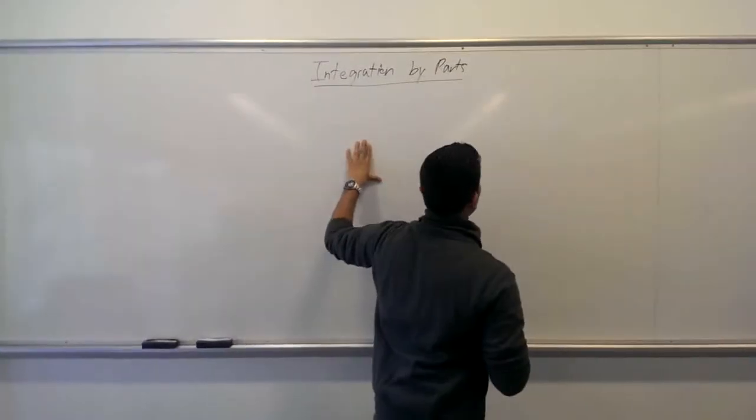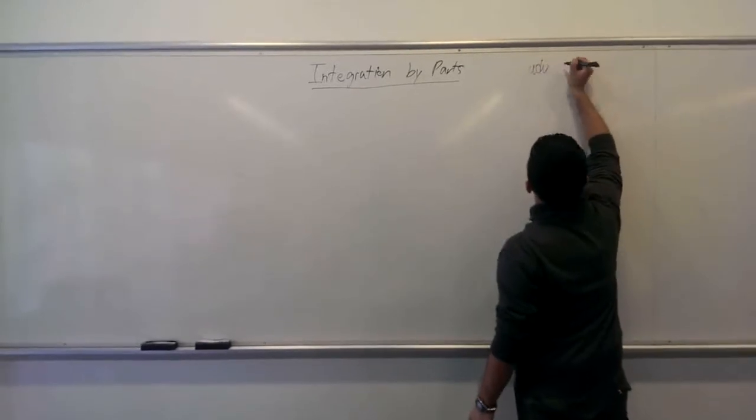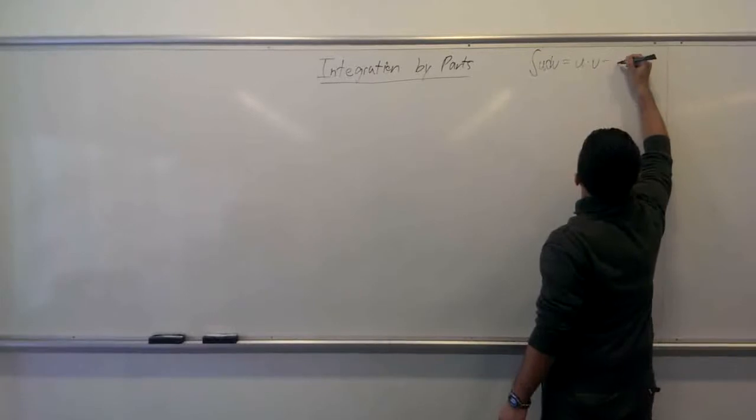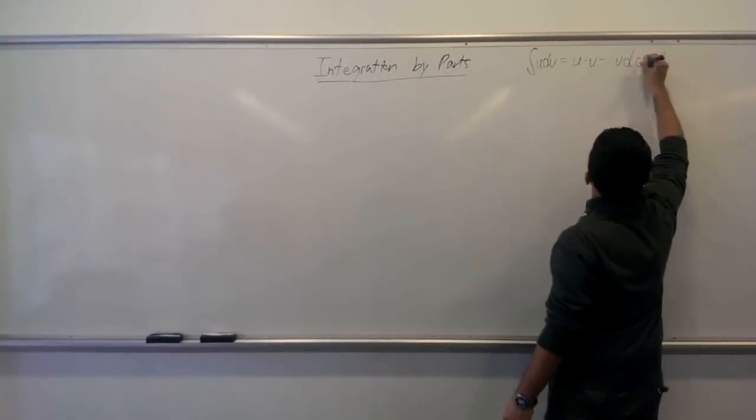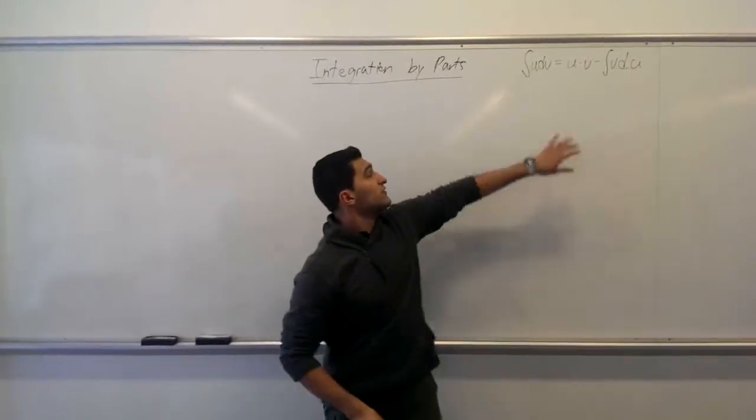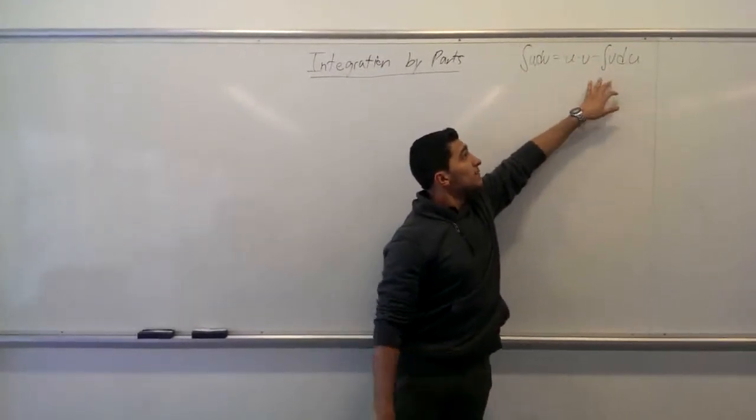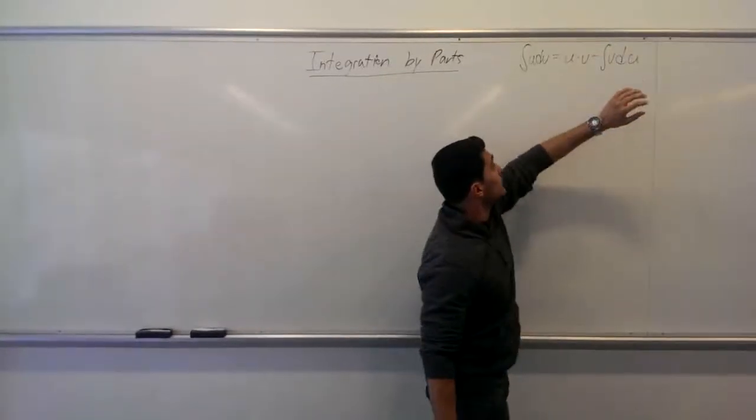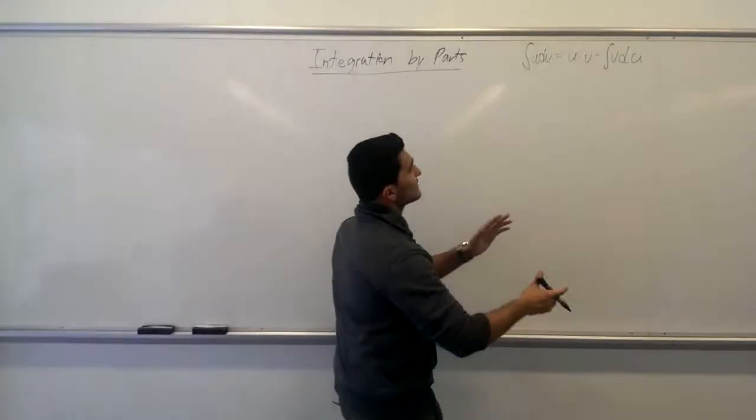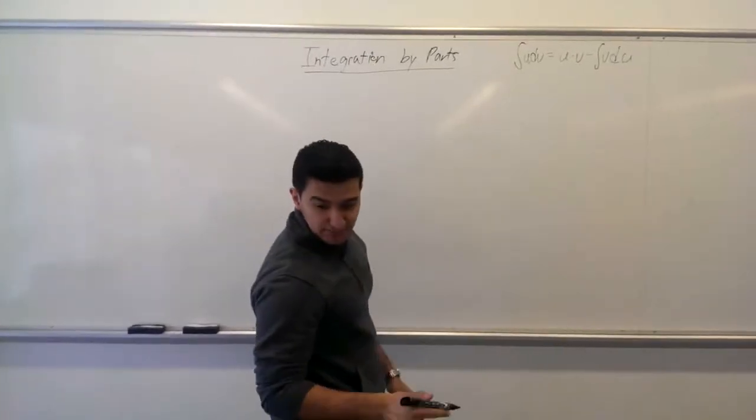And like everything else in calculus, it has a formula. The formula is u dv. The formula is the first term with the derivative of the second term in the integral equal to the first term times the second term minus the integral of the second term with the derivative of the first term. It's a little complicated, but I'll break it down. Let's start with an example.